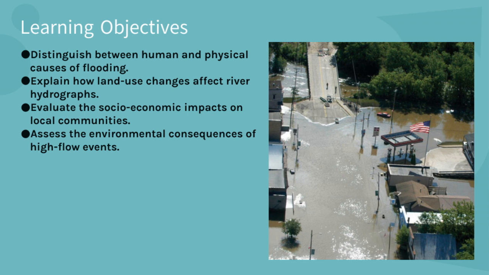For example, homes may be damaged, people may be displaced, businesses may close, and repairs may cost millions or even billions of pounds. Finally, you should be able to assess the environmental consequences of high-flow events. A high-flow event means a time when a river has much more water than usual. This can damage habitats, spread pollution, but sometimes also bring benefits such as depositing fertile alluvium.